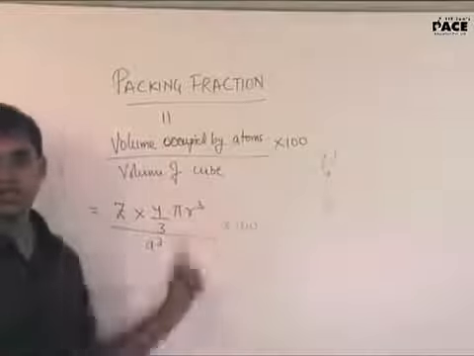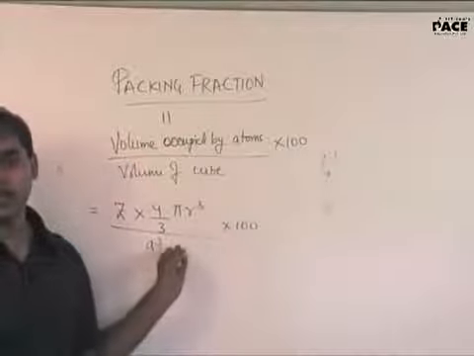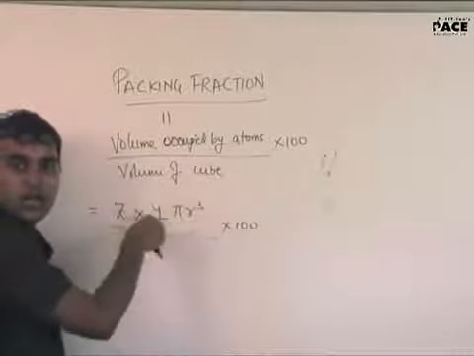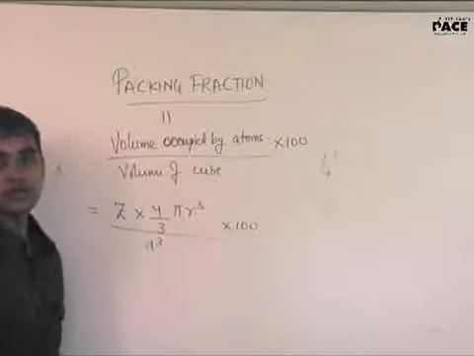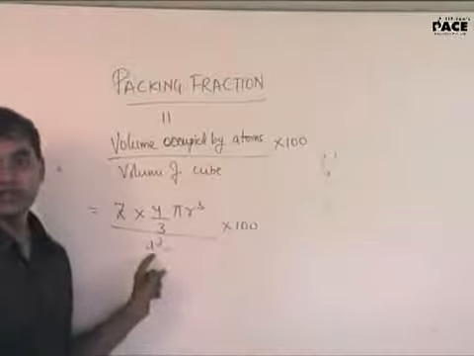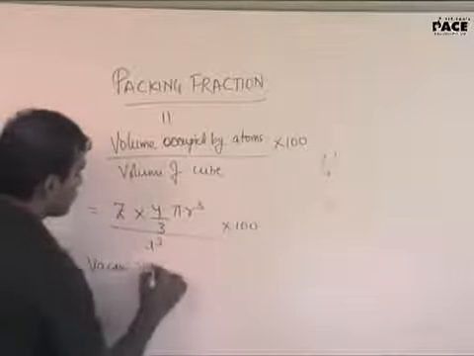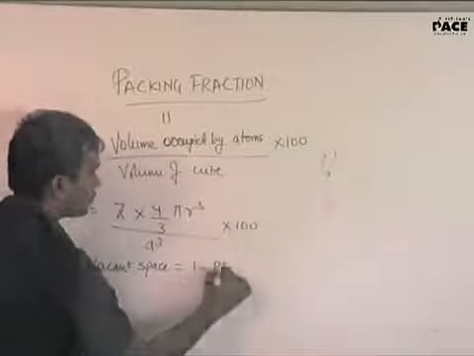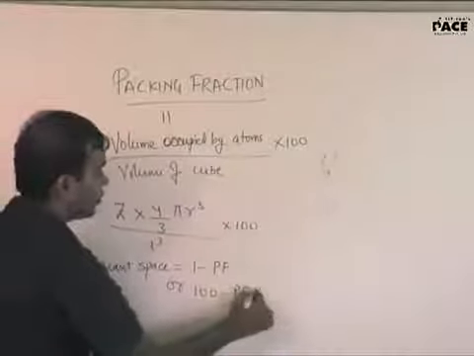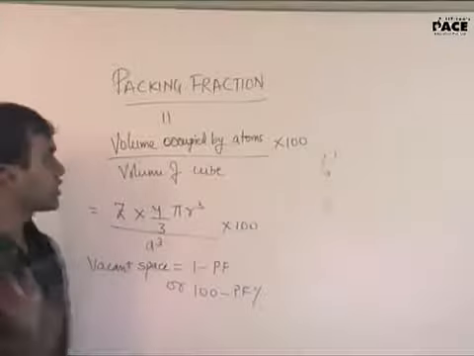A cube. So this is the general formula which you can use, and there is no need to remember this formula. This is the volume which is actually occupied by the atoms, or by the tennis balls which you are using, and this is the volume of the box which is given to you. Clear? If I ask you what is the vacant space, it is 1 minus packing fraction, or if you take percentage, 100 minus packing fraction. Clear?